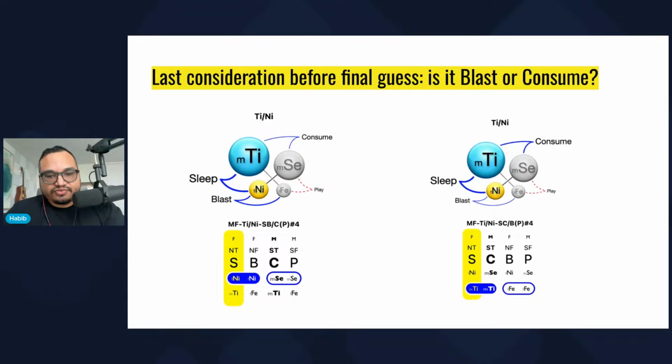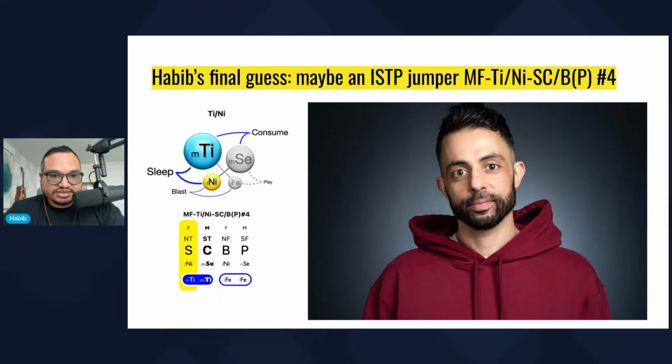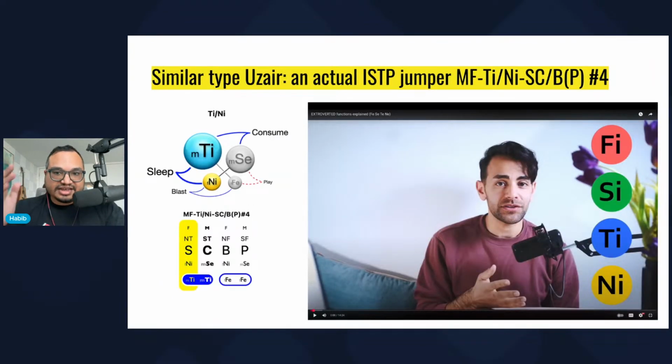But my final guess for now and for today is TI-NI audio, sleep, consume, blast, play last, number 4. And it might remind you of someone in our community in the objective personality world. We have Uzair. Now, Uzair is an actual person of this type, ISTP Jumper. Now, Sammy might be NITI, I don't know. He might be sleep blast, I don't know, but I'm pretty sure Sammy is at least sleep first, and Uzair is a real representative of this ISTP jumper person, and yeah, it's cool.